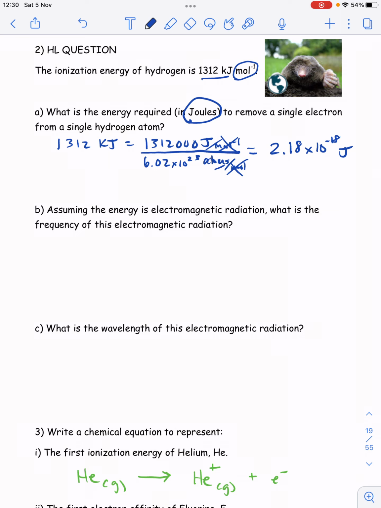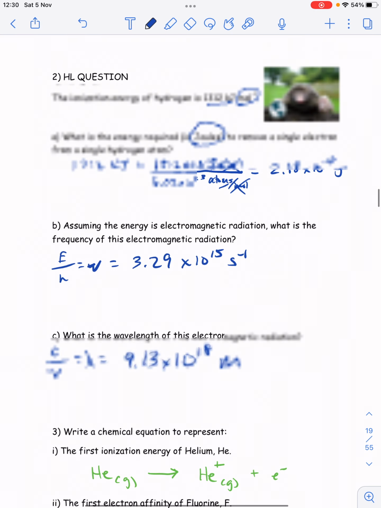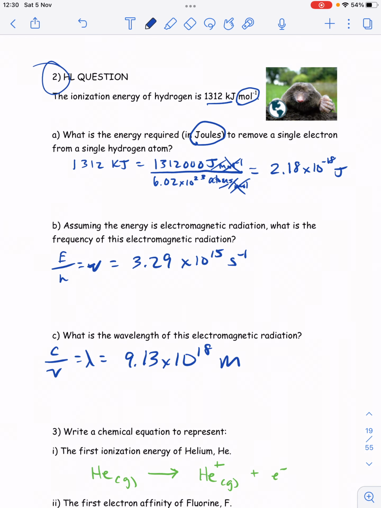Now, once you've got that, you're just doing additional calculations like we've been doing, which is energy divided by Planck's constant to get the frequency. In this case, that would be 3.29 times 10 to the 15th. And then wavelength, which is c over frequency to get wavelength, and we should get 9.13 times 10 to the 18th meters. So the only addition of that last question here is this idea of the per mole. You've got to convert kilojoules to joules, and then moles into atoms. So a nice link with Unit 1, be prepared to use Avogadro's number.